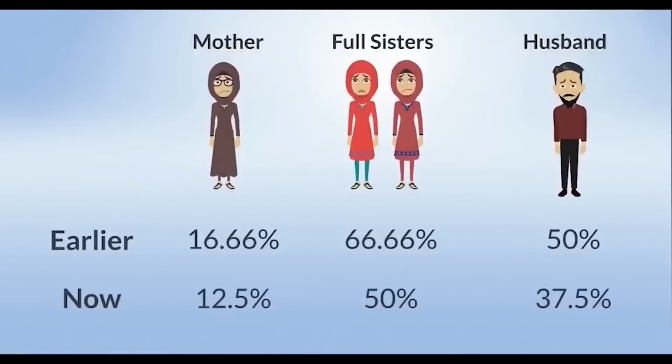Hence, once again, the shares allocated to each heir have been altered. The mother now gets 12.5% instead of 16.66%, the sisters 50% instead of 66.66%, and the husband 37.5% instead of 50%. Thus, not a single heir receives the share allocated by the Quran as interpreted by the traditional scholars.